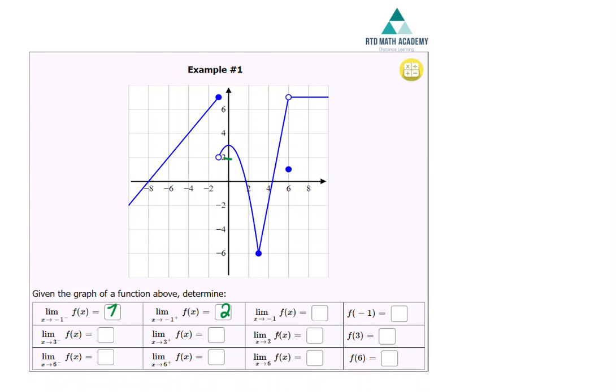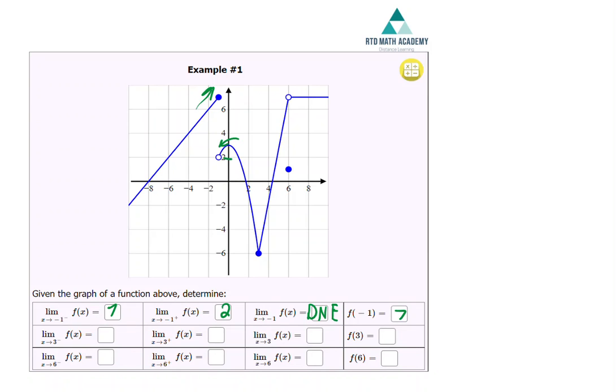Okay, if we keep going, the limit as x approaches just -1. Well, what can we say? Well, it's approaching one number from that direction, and it's approaching another number from that direction. So we just have to say it does not exist. So D and E doesn't exist. Okay. Now, f of -1, so that's just when x is -1, what is y? Well, in this case, it's going to be the solid point there, so it would be 7.